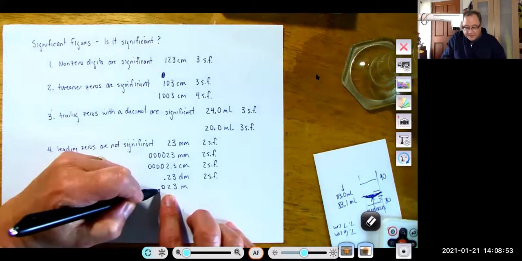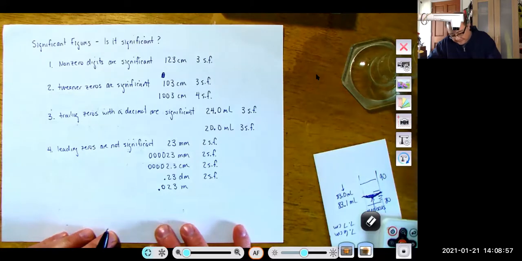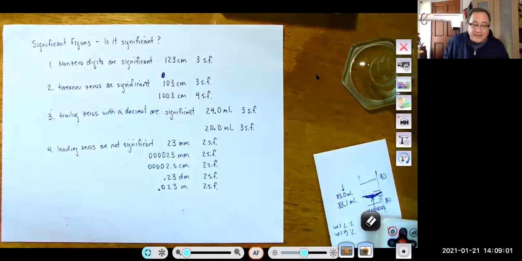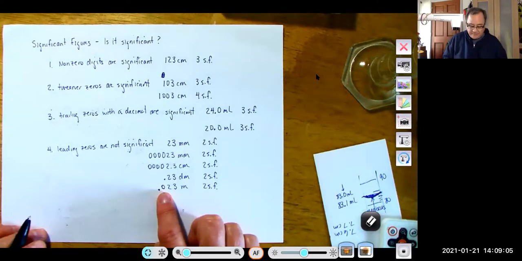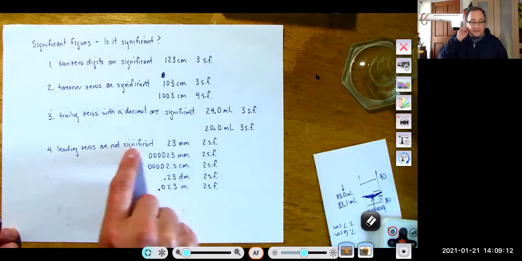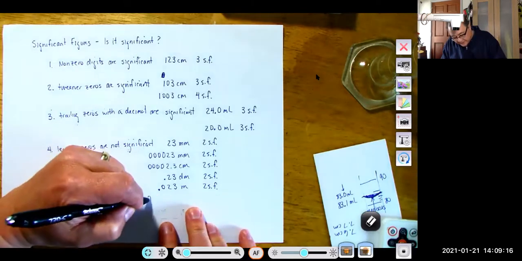This is the same size as that. How many significant figures are here? And now your world has been turned upside down because you'd say, well, what about that 0? Doesn't it count? No, it doesn't count. It's a leading 0 and it's not significant. In fact, I can write this number this way.